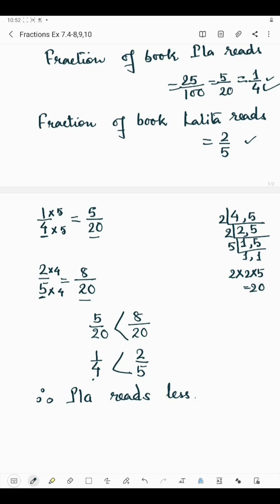Okay. So until and unless the denominator is same, we cannot compare. So to compare, we will have to make the denominator same. Then only we can compare the fractions. Okay. Now this was question number 8. Now coming to question number 9.